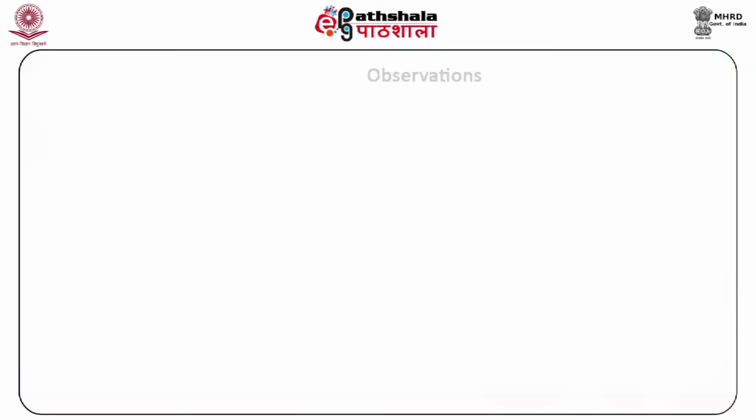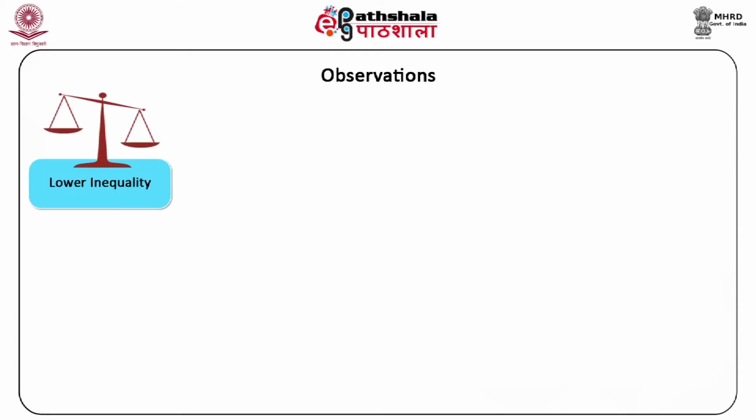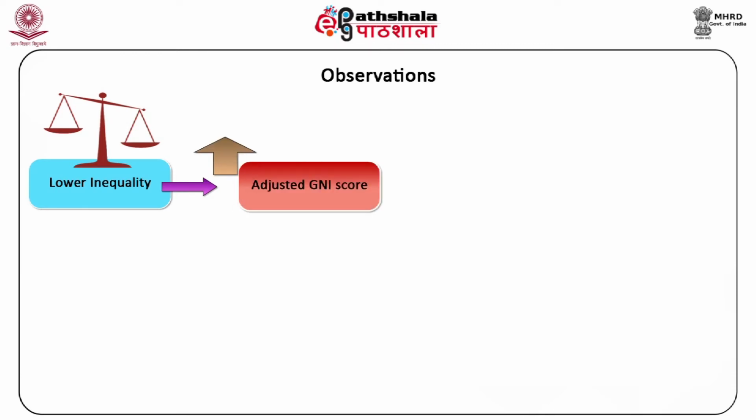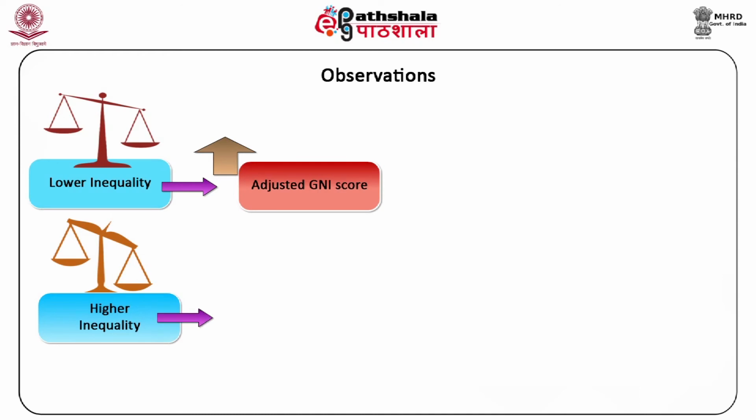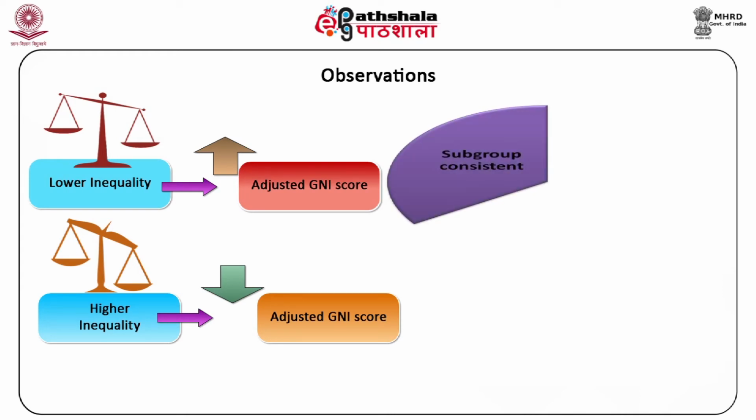Let's now discuss a few observations based on IHDI. Effectively, countries with much lower inequality adjusted GNI will score higher in the income index than other countries who have higher inequality adjusted GNI but higher inequality. The IHDI is subgroup consistent. Improvements or deterioration within a certain group of society will be reflected in the changes in the overall measure of human development. The IHDI is path independent.